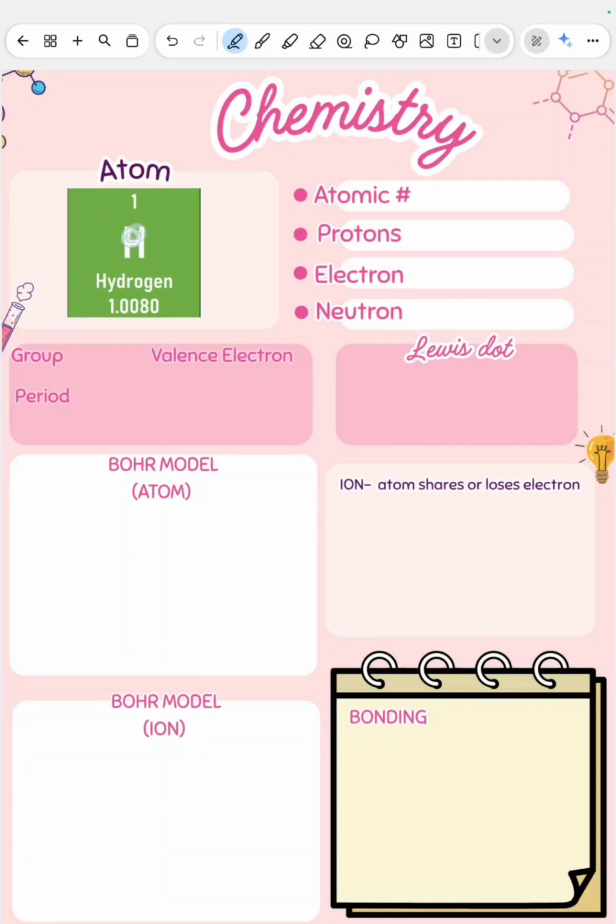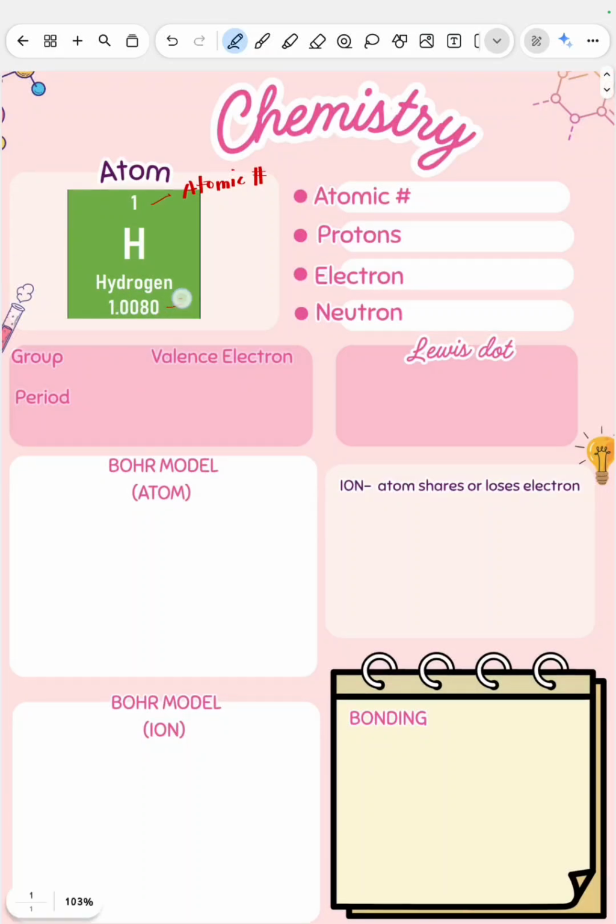This is the symbol of the atom. Hydrogen is H. The one above here is what we call the atomic number. This will tell you the number of protons. Next is the number below. This is what we call the atomic mass. This will tell you the mass of a certain atom. Now, next one, let's try to answer this.